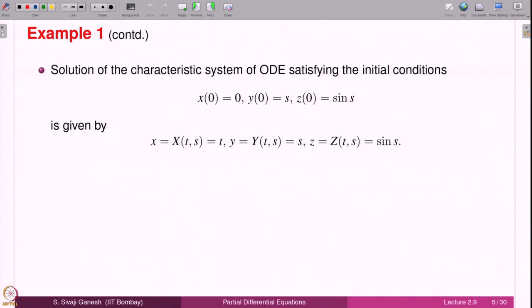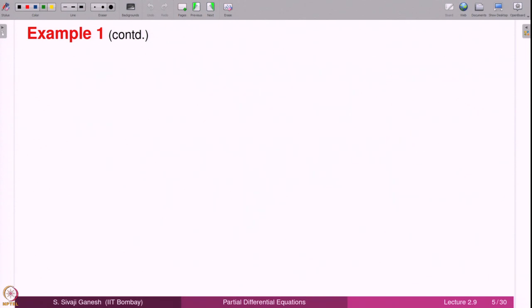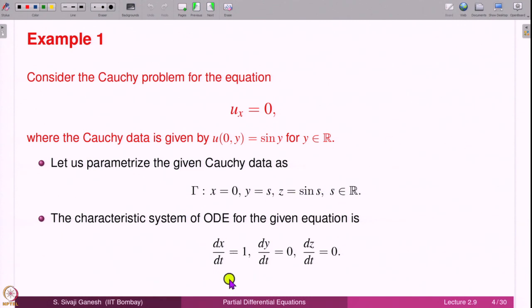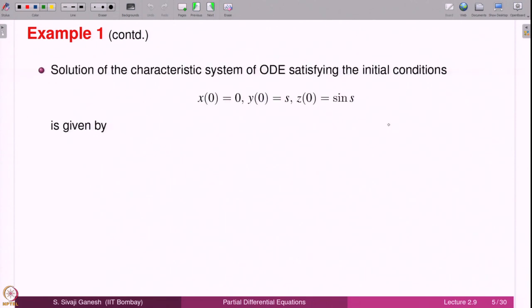Solution is very simple to obtain. So, we get x equal to capital X(t, s) equal to t, y equal to capital Y(t, s) equal to s, and z equal to capital Z(t, s) equal to sin s. That is very easy to see, because here dx by dt equal to 1. Therefore, x has to be t plus constant. At t equal to 0, x must be 0. Therefore, x equal to t. Here dy by dt is 0, that means y is constant. At t equal to 0, it must be s. Therefore, y equal to s. dz by dt equal to 0, that means z is constant with respect to t, but at t equal to 0 it should be sin s. That will give us the solutions.